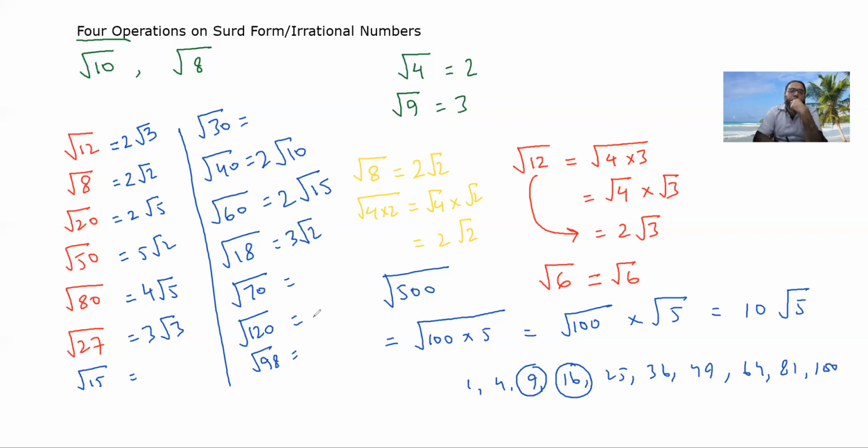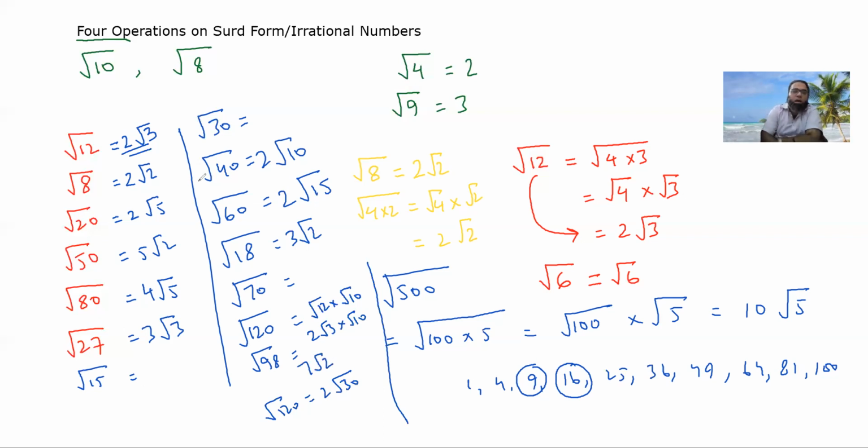You see, you can break it up like 120 is basically √12 into √10. This is your 120. So we have broken this √12 into 2√3. So this is going to be 2√3 times √10. So we can say this √120 is 2√30. Okay, we can do it like this as well. And finally, √98 is going to be 49 twos are. So this is going to be 7√2. So that is how you simplify the numbers that you have in surd form.